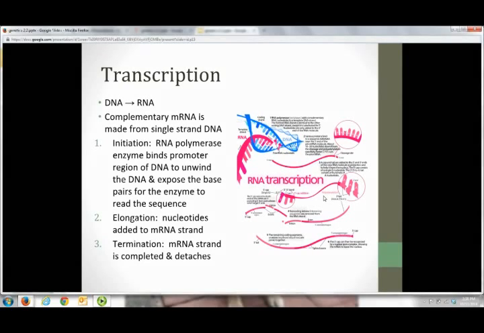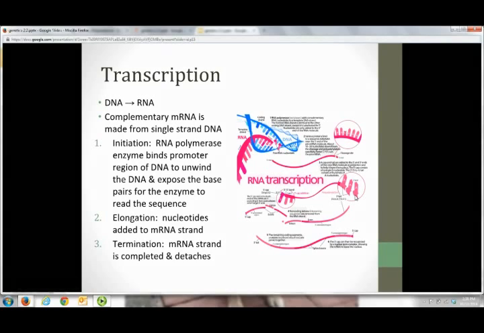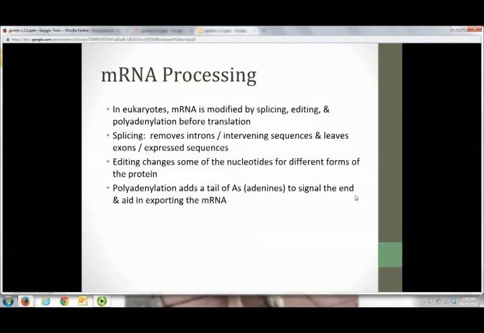During the elongation phase, nucleotides are added to the mRNA strand. And then in the termination phase, the mRNA strand is completed and detaches. So as you go along here, you can see nucleotides are continually being added on. Termination does not occur until it's actually reached the end of the strand. After termination, that mRNA is going to be ready to be modified and sent into the cytoplasm.